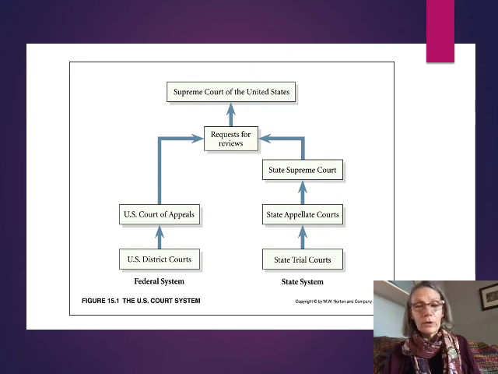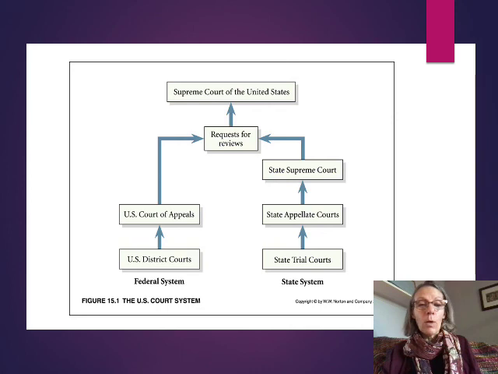Okay, so let's take a look at the way the judiciary system in the United States is organized. Then we're going to go into some more details about the different types of courts, and then we'll go back and look at this chart again. So this first look at the chart is just an overview. Then we'll go into more detail in a little bit.